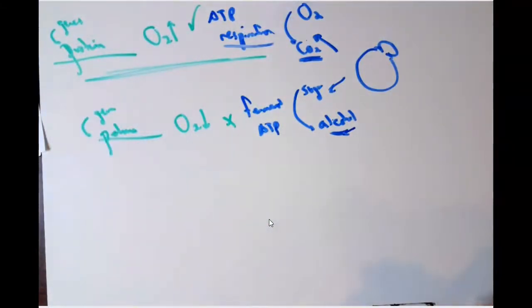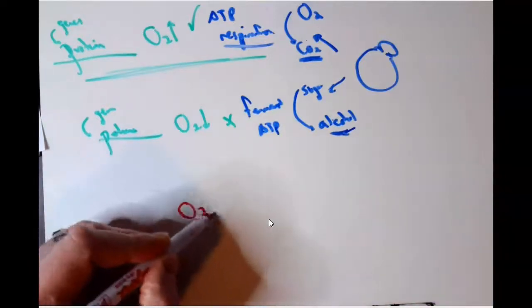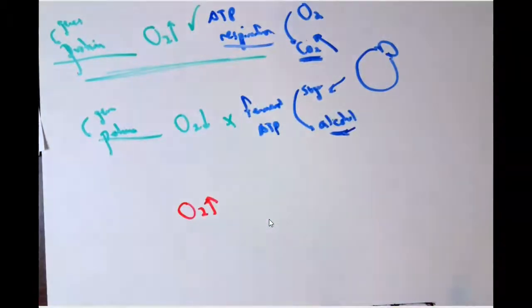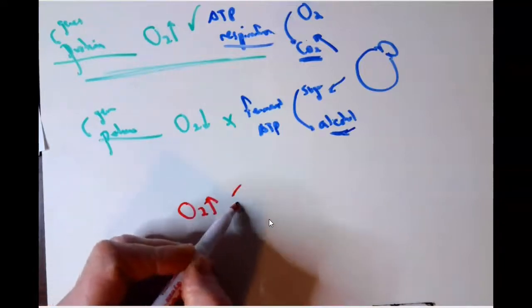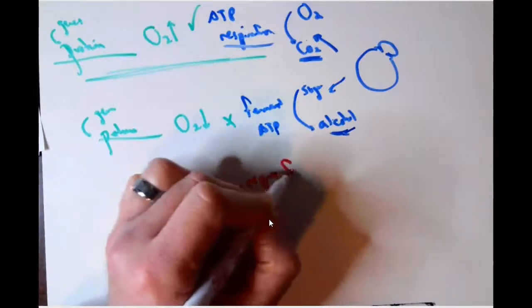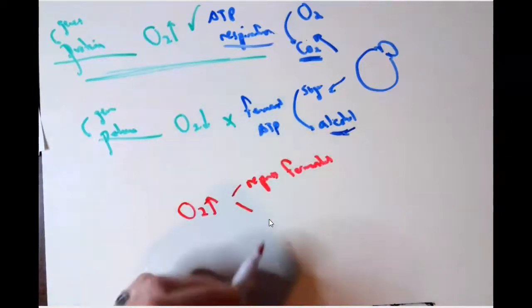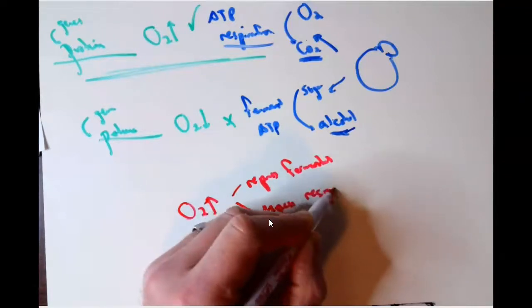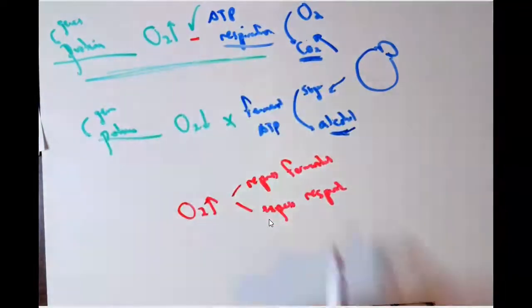So if you were a yeast cell and oxygen levels were high, what would you rather do? Would you rather ferment or respire? Well, when oxygen levels are high, you'd rather respire. So you want to repress your fermentation genes and express your respiration genes. This is the preferred system. When oxygen levels are high, breathe.